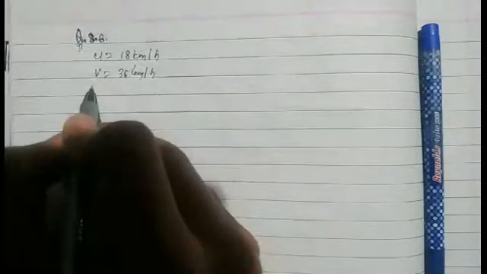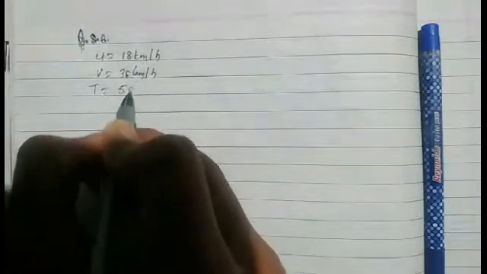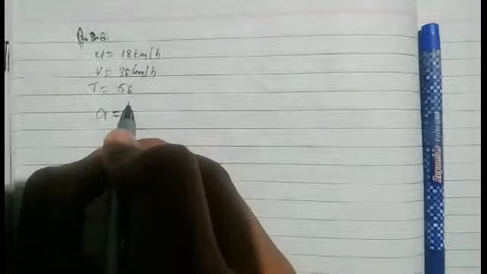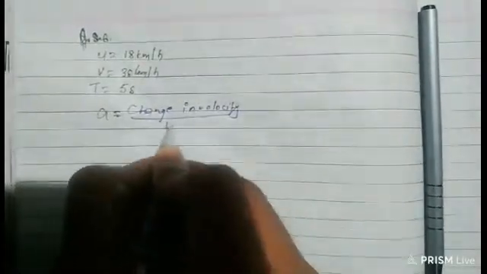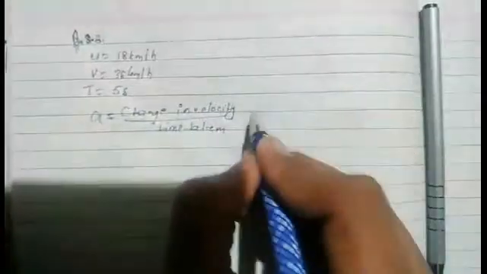So the question is, a car accelerates uniformly from 18 km per hour. So its initial velocity is 18 km per hour, and the final velocity is 36 km per hour, and this all happens in time 5 seconds. So we have to calculate the acceleration of the body. The acceleration of the body is change in velocity by time taken, that is final velocity minus initial velocity by time.